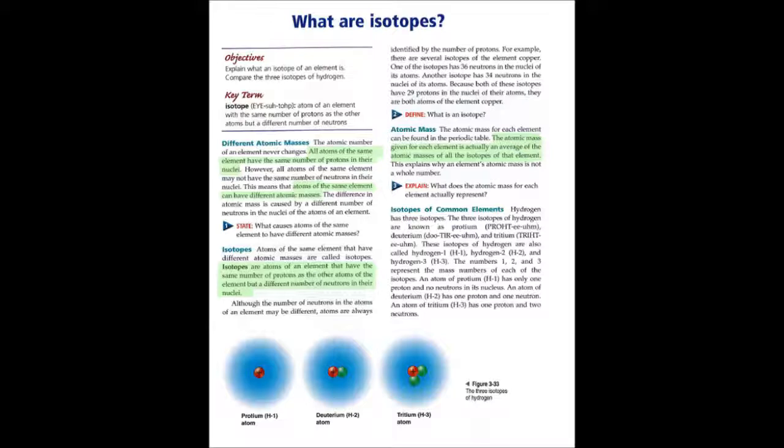An atom of protium, H1, has only 1 proton and no neutrons in its nucleus. An atom of deuterium, H2, has 1 proton and 1 neutron. An atom of tritium, H3, has 1 proton and 2 neutrons.